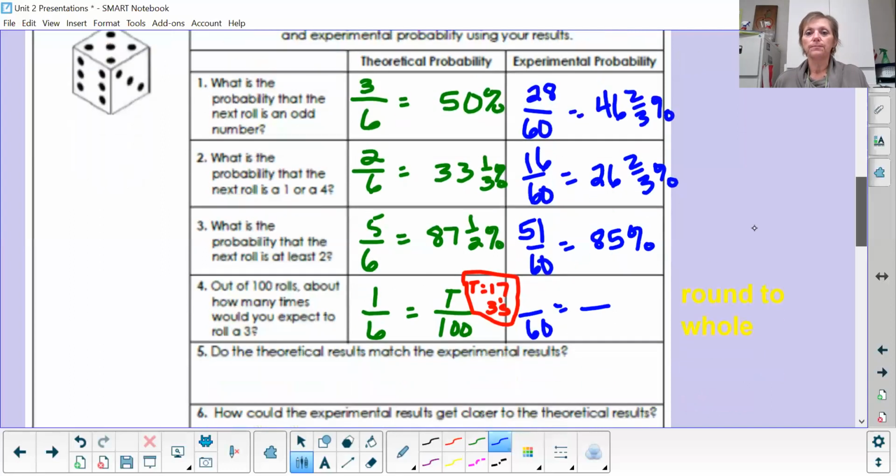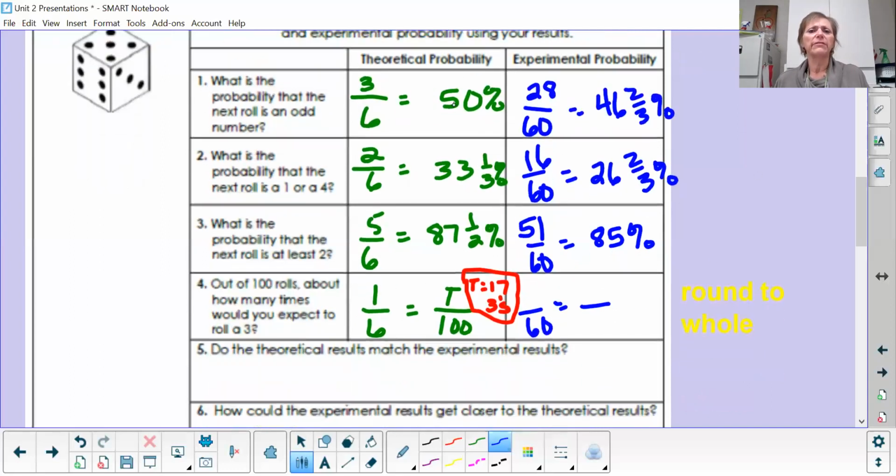Okay, next. Now, hopefully you're noticing 50 and 46 aren't the same. 33 and 26 aren't the same. 87.5 and 85 are not the same, although they're close, but they are not the same. So just kind of keep that in your mind.